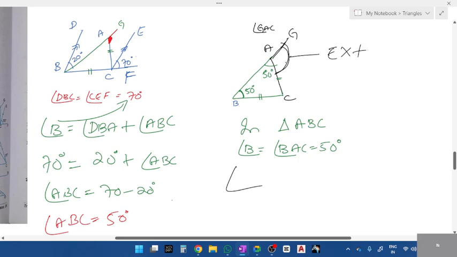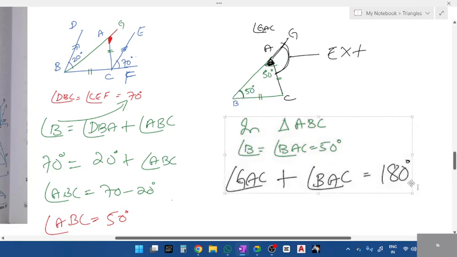Which is the exterior angle? GAC is exterior. So GAC plus, which is the interior angle next to GAC? Which one has a value? Angle A, right? But angle A is split into two parts. So what am I supposed to write? BAC. Exterior plus interior is equal to how many degrees?